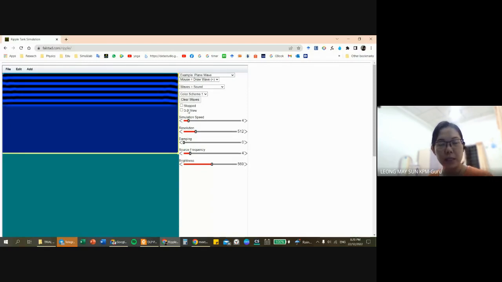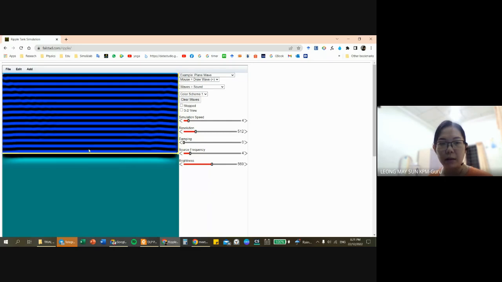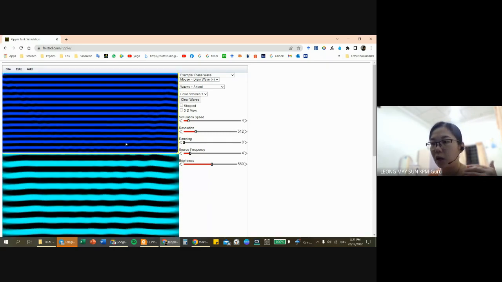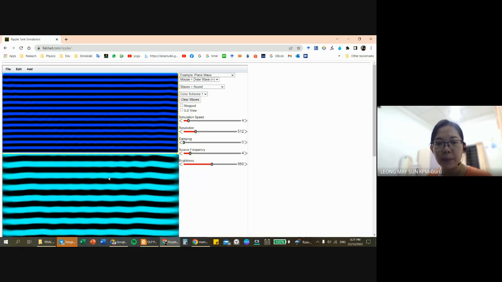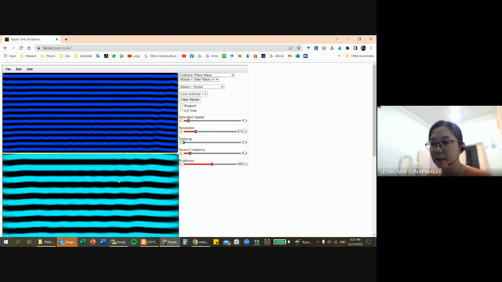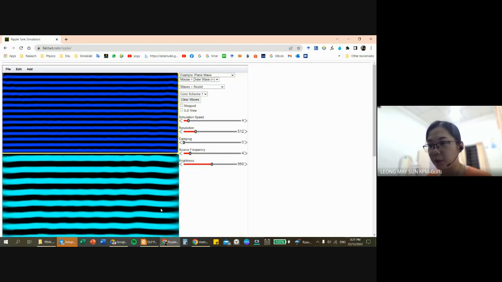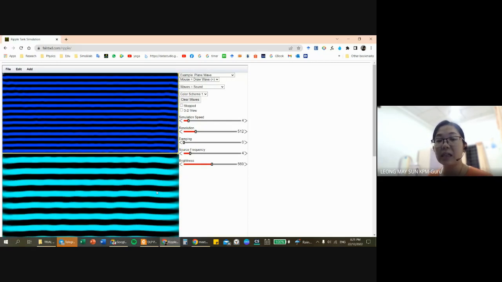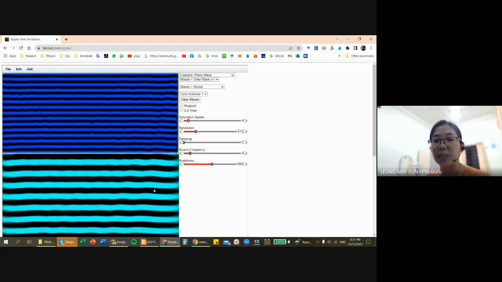So right now you see a shorter wavelength, right? Because the distance between the circular, the brighter lines are much closer to each other. But when it reaches the green color area, the distance between two consecutive green lines, they are further apart from each other. So this means that the wavelength increases when it's moving from shallow region to deeper region.